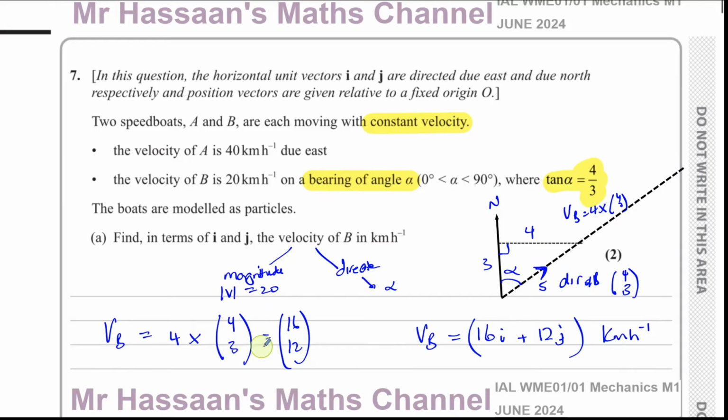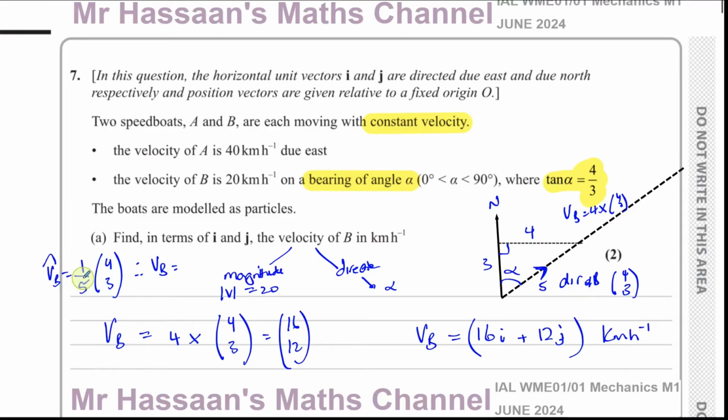Some people might want to find the unit vector first for 4,3. The unit vector of 4,3 is going to be 1/5 of 4,3, because its magnitude is 5. That's a unit vector in the direction of b, and therefore what we want is a vector which is 4 times as big as this. Sorry, how many times as big as this?